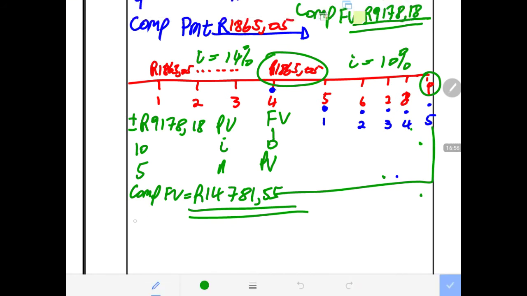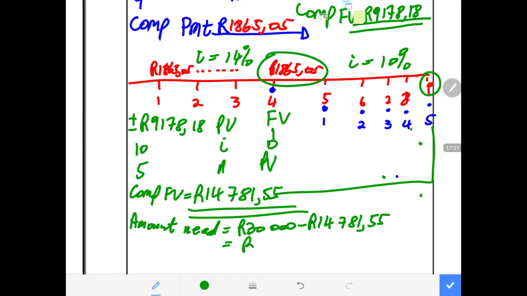So we need to say the remaining balance, or amount required, or amount needed. The amount that he needs is 30,000 minus the balance of 14,781.55. So now we need to say how much does he need: 30,000 minus 14,781.55. This is the amount that is still left, 15,218 rand 45 cents. So this is the amount that he needs.